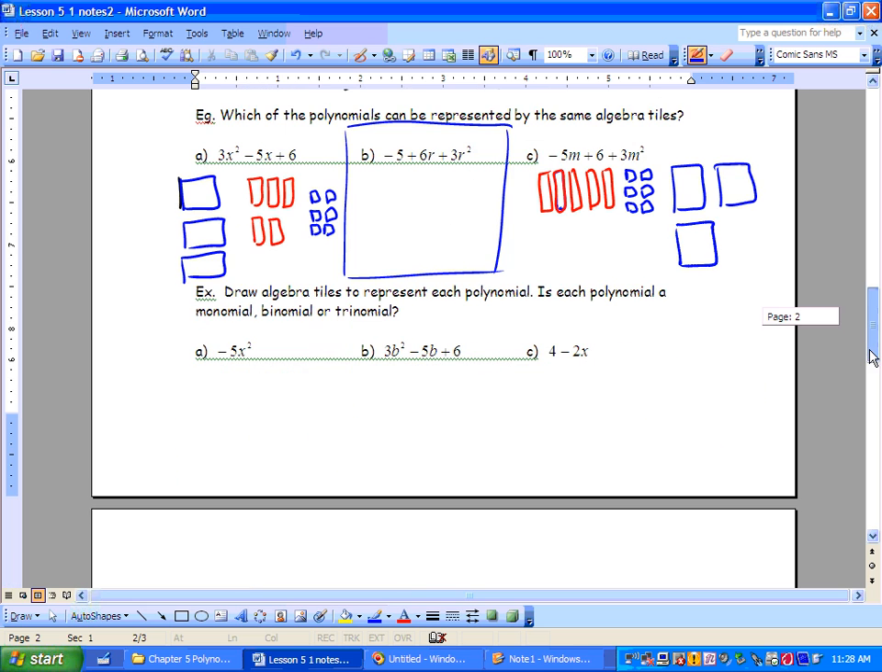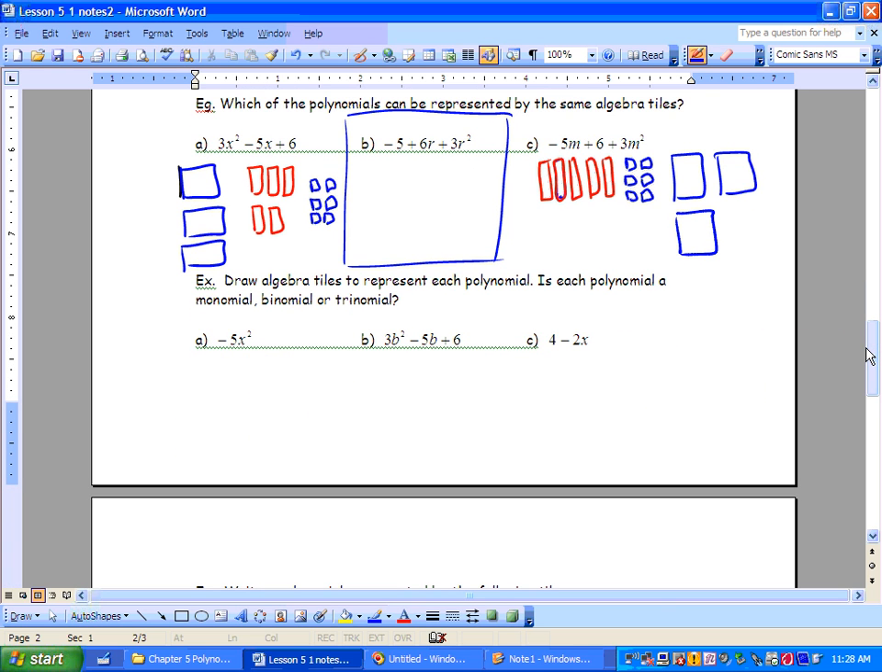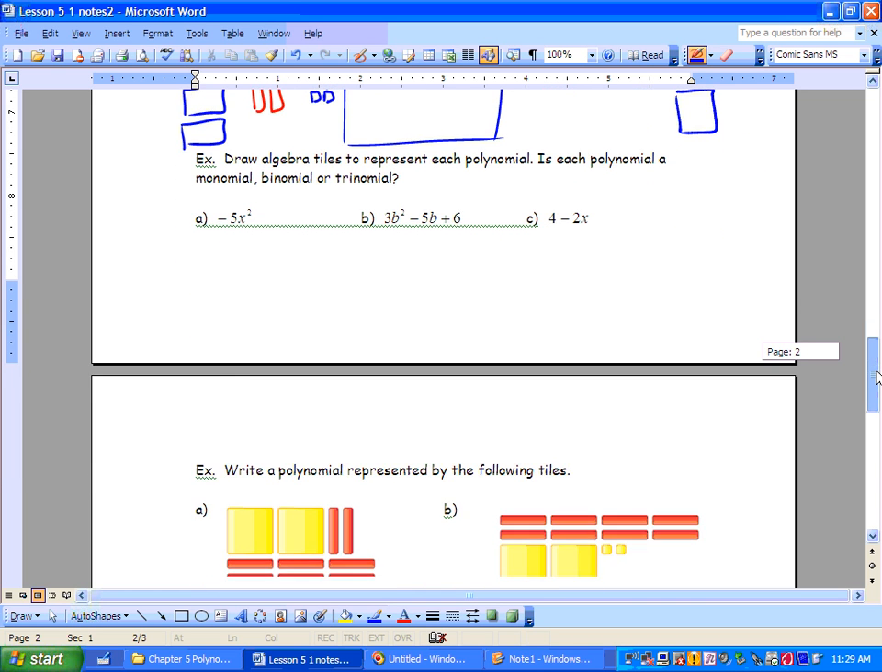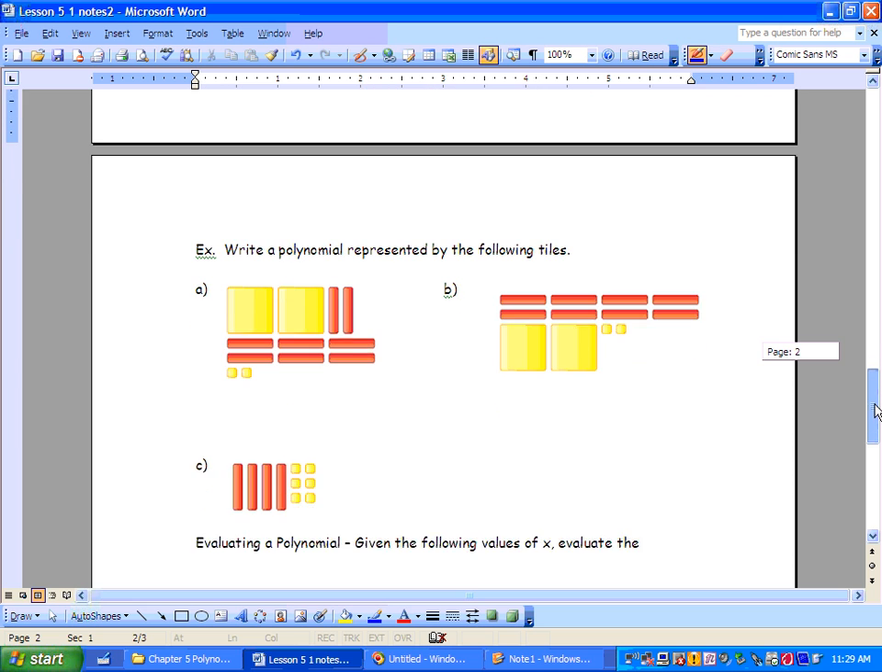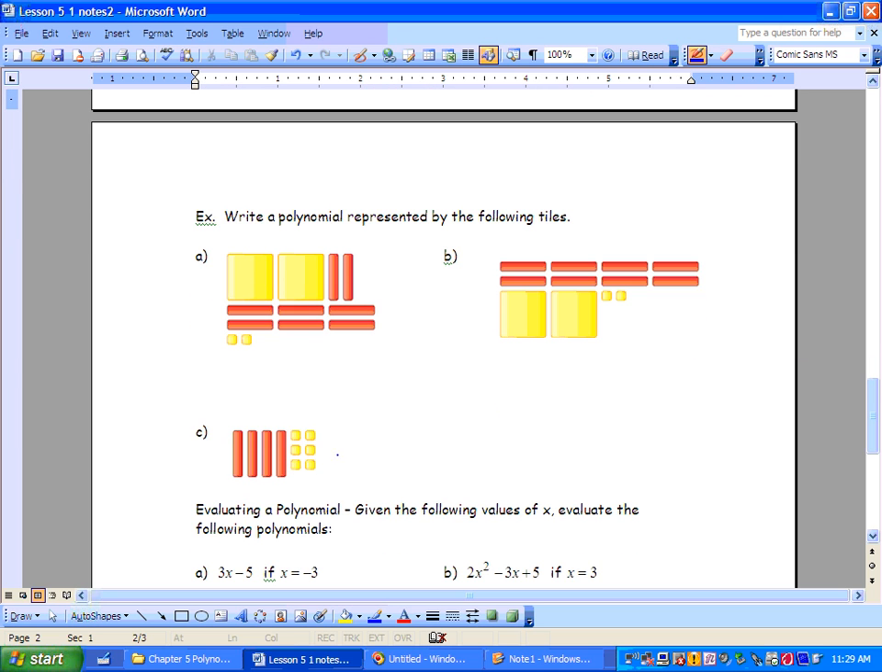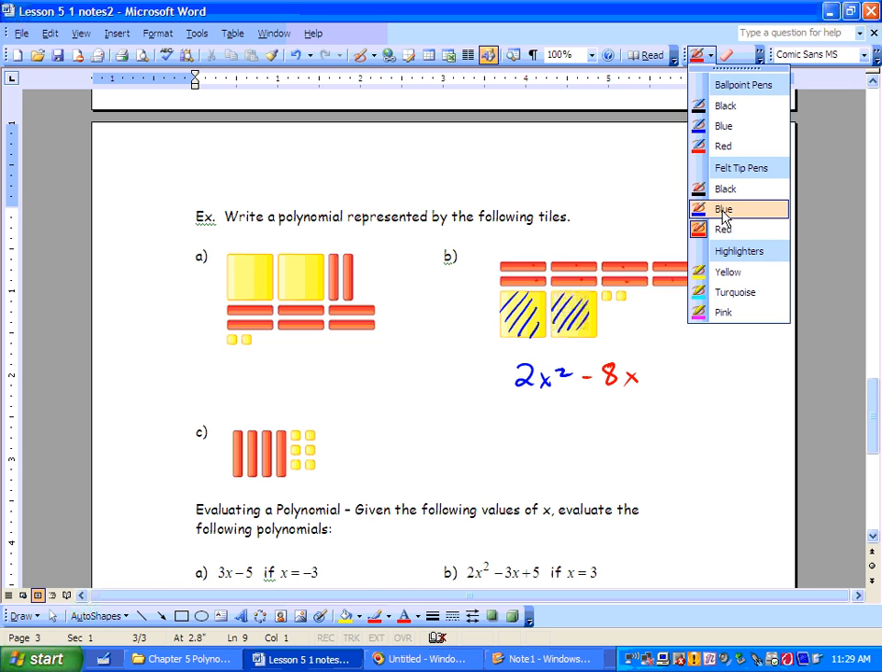Perfect. All right. Now, draw algebra tiles to represent each of the polynomials. In each polynomial, is it a binomial, trinomial, or monomial? So you need to try that on your own. And I'd like you to try these on your own as well. We're going to do one of them together. And so we're going to go 2x squared. That's these two. And then we've got a negative. So we're going to go minus 1, 2, 3, 4, 5, 6, 7, 8. 8x. And then we've got positive 2.